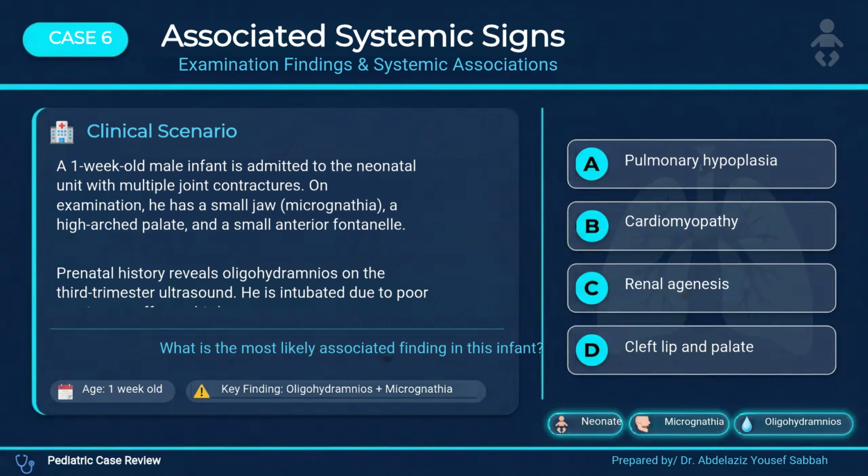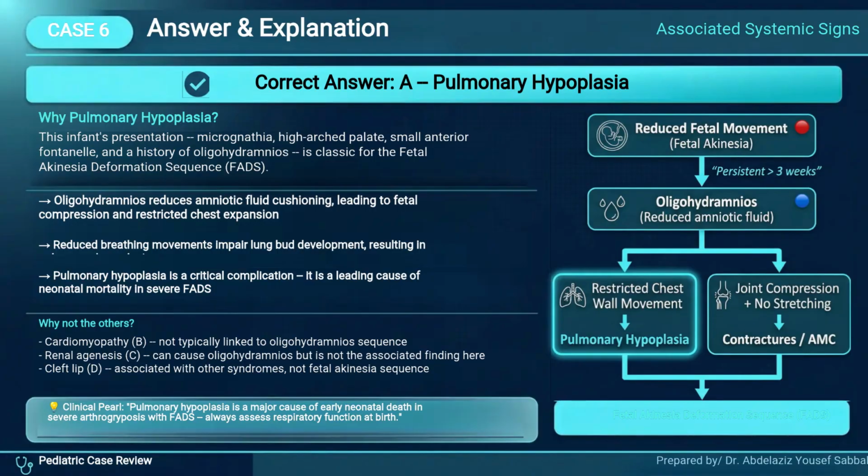Option A, pulmonary hypoplasia. Option B, cardiomyopathy. Option C, renal agenesis. Option D, cleft lip and palate. The correct answer is option A, pulmonary hypoplasia. This infant's presentation of micrognathia, high-arched palate, small anterior fontanelle, and a history of oligohydramnios is classic for the fetal akinesia deformation sequence. Oligohydramnios reduces amniotic fluid cushioning, leading to fetal compression and restricted chest expansion.